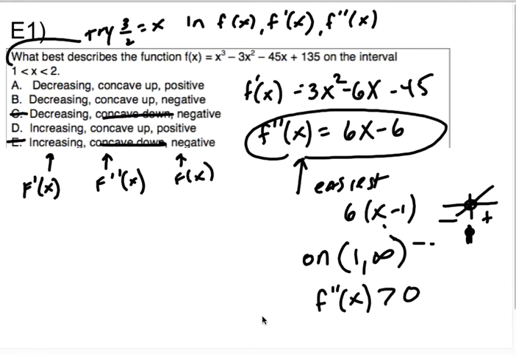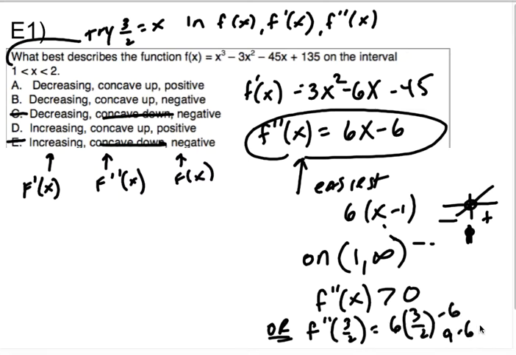The other way to do it, if you didn't want to just look at the sign chart, is you could have just found f double prime of 3 halves. If you had done that, you would have gotten 6 times 3 halves minus 6, which is 9 minus 6, which is definitely positive. Since that's greater than 0, you could cross off the concave downs. So now I've taken care of concave down.